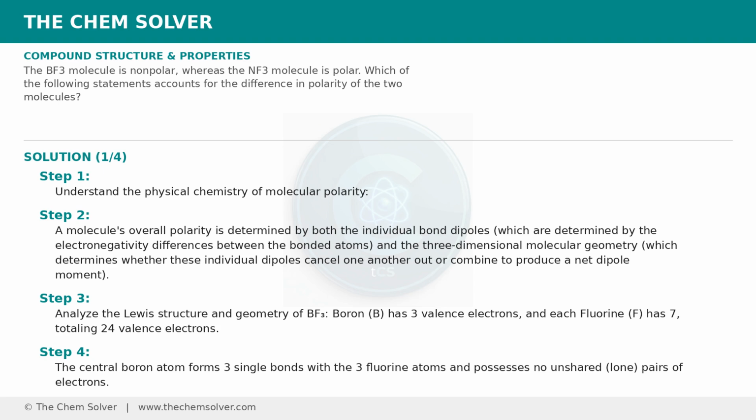Analyze the Lewis structure and geometry of BF3. Boron, B, has 3 valence electrons, and each fluorine, F, has 7, totaling 24 valence electrons. The central boron atom forms 3 single bonds with the 3 fluorine atoms and possesses no unshared, lone, pairs of electrons.